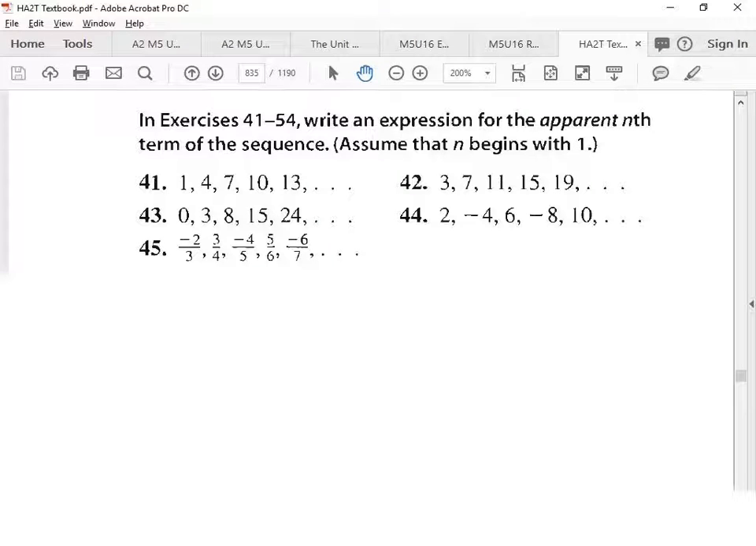Find the nth term of the sequence. Okay, so here we go. We're going to look at this one right here because it has nasty fractions.